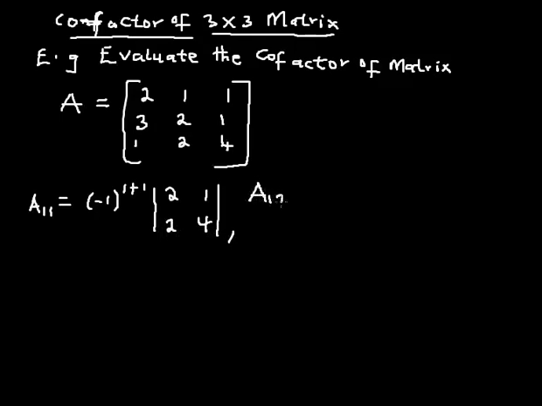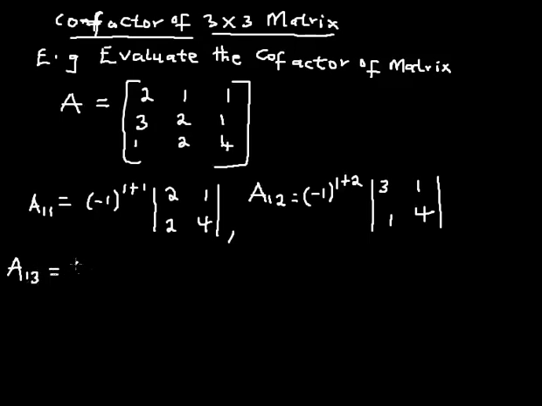Then let me do a12. Of course you know how that's going to be. That's going to be minus 1 raised to 1 plus 2, multiplied by its corresponding determinant. Cross this column, cross this row, you're left with 3, 1, then 1 and 4. Okay, let's go to the next one. Let's look at a13 now.